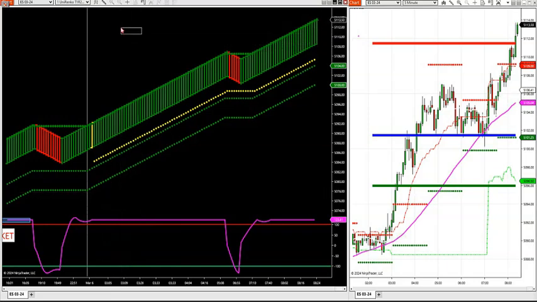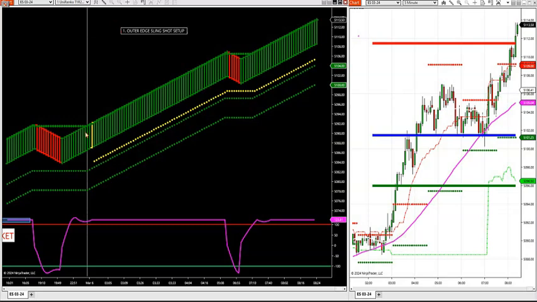The first setup that we show in the room is the outer edge slingshot trade. We had 2 big ones yesterday. They're called the swing highs in the S&P yesterday.